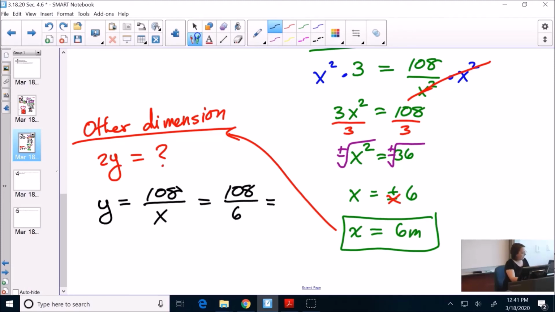108 divided by 6 is, good question. 9? No? Okay, just do it. 54 divided by 3. 18. Right? So then the full dimension of the base of our rectangle is going to be 2y. So 2 times the 18, or 36 meters.